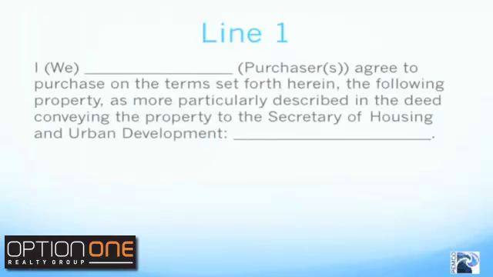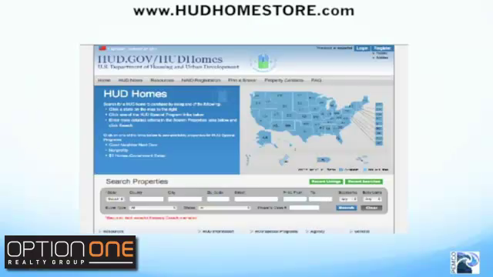Line 1 is stating that your buyer has in fact agreed to purchase the property. It is asking for the purchaser's name and the address that the buyer is going to buy. When this form is printed from your HUDhomestore.com account, these two lines will be filled in for you based on the information you've already entered on the bid submission page.